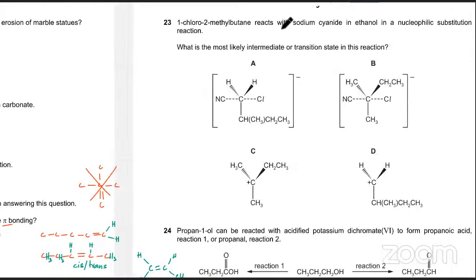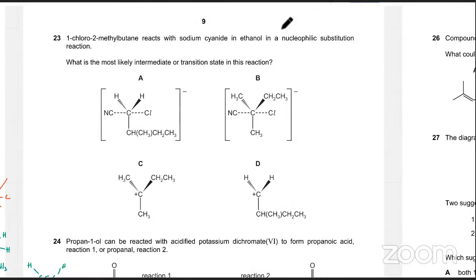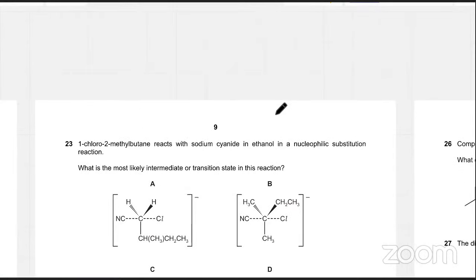So next one is this one. It's a reaction of 1-chloro-2-methyl butane reacting with sodium cyanide in ethanol in a nucleophilic substitution reaction. What is the most likely intermediate or transition state in this reaction? First thing, what's happening? It's a halogenoalkane. Okay, so just a brief recap of what a halogenoalkane is. It's a butane. Okay, they've already told you it's a butane.